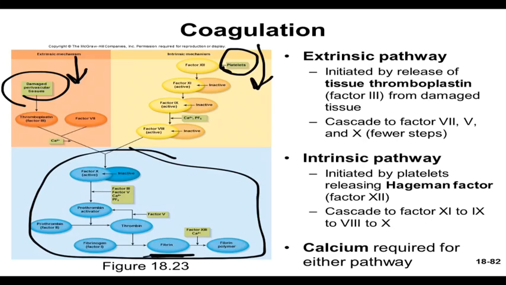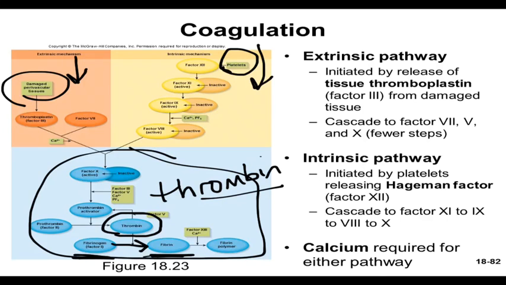Okay? Now, fibrin was formed by fibrinogen. So fibrinogen becomes fibrin. What I want you to know, though, is also this enzyme. And this enzyme is thrombin. And thrombin is the molecule necessary to cleave fibrinogen into fibrin. So know that molecule.